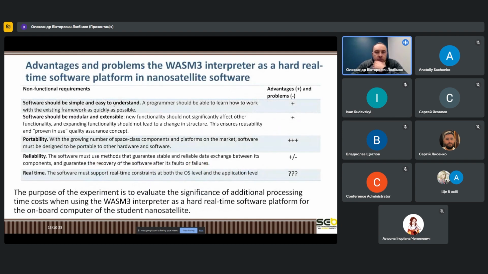So if you look into the advantages and disadvantages of using this container engine, which is in fact an interpreter that can interpret different software, we have some tick marks we want to close. Software shall be simple and easy to understand. Yes, this is solved because we have software functions separated into microservices and containers, so it's easy to read. Software shall be modular and extensible. Yes, by default, because that's what we get. It shall be portable. Big yes here, because a container can theoretically be executed on any platform. Reliability, we have to look into it. And then we have real time with a big question mark, and that's what we're going to discuss now.